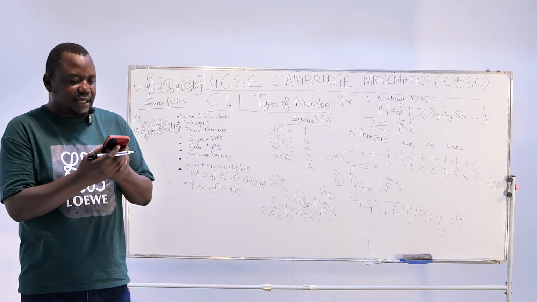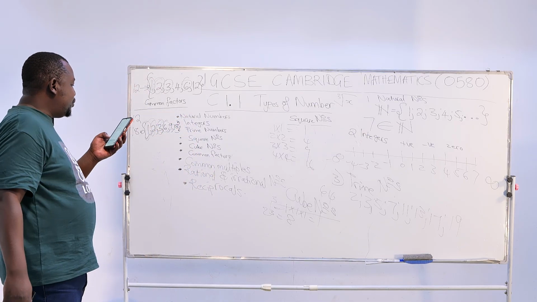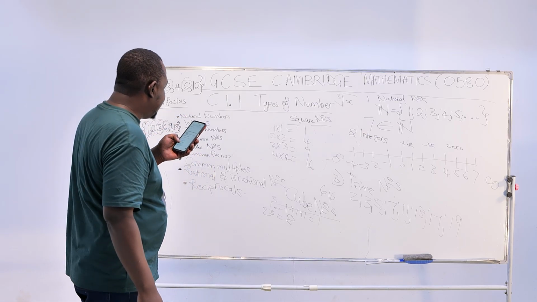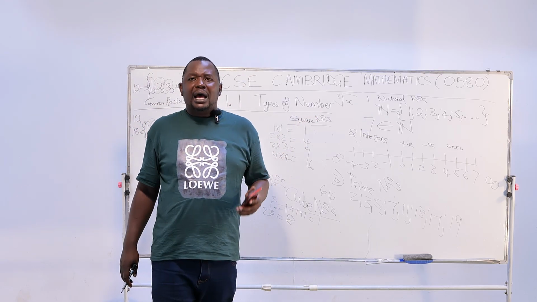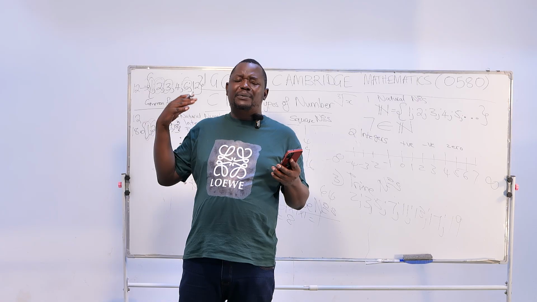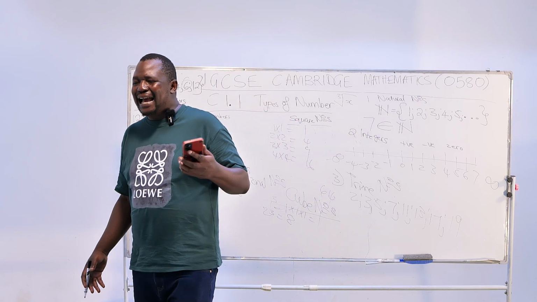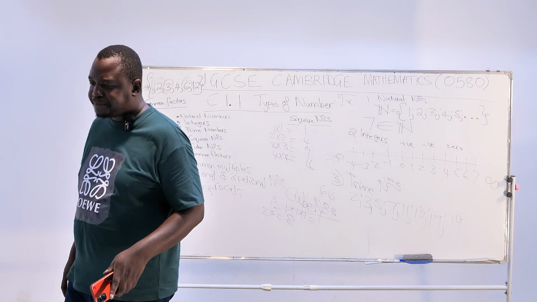Right, let us proceed further. So now that we talked about common factors, let's look at multiples, right? So a multiple is a number that you obtain by multiplying a number by a whole number.